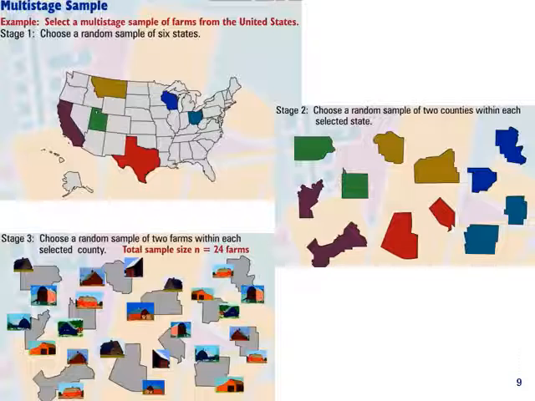So here is an example of a multi-stage sample. We have to select a multi-stage sample of farms from the United States. In stage 1, we choose a random sample of 6 states. So we chose these 6 states in the US, and after that, in stage 2, we chose a random sample of 2 counties within each selected state. So we got these randomly selected counties, and then from those counties we randomly selected 2 farms within each selected county.